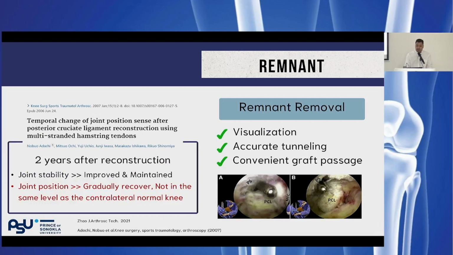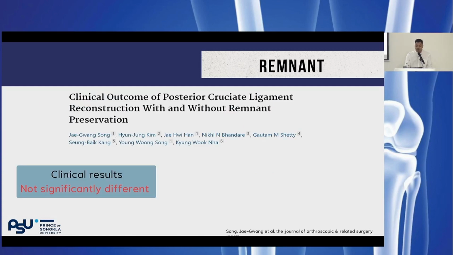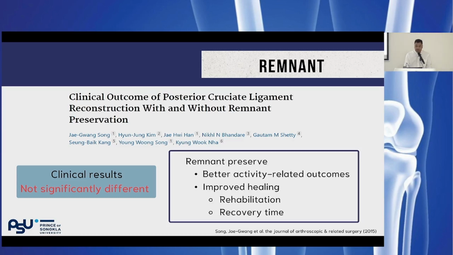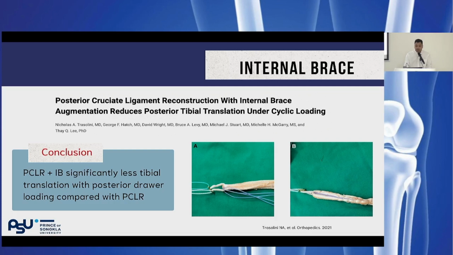Remnant removal gives good visualization, accurate tunneling, and convenient graft passing, but at 2 years after reconstruction, the joint position sense is not at the same level. This paper compares remnant preservation and remnant removal. The study showed no significant difference in clinical results, but remnant preservation is better in terms of improved healing by rehabilitation and recovery time. Augmentation with an internal brace in PCL reconstruction significantly decreased posterior tibial translation compared with PCL reconstruction alone.